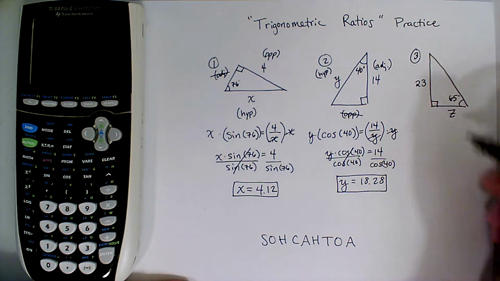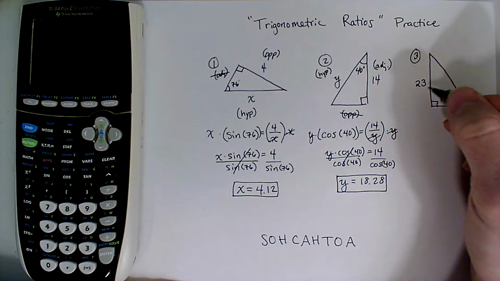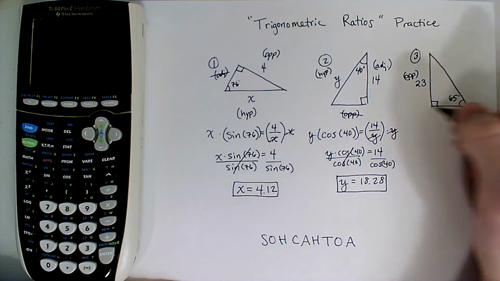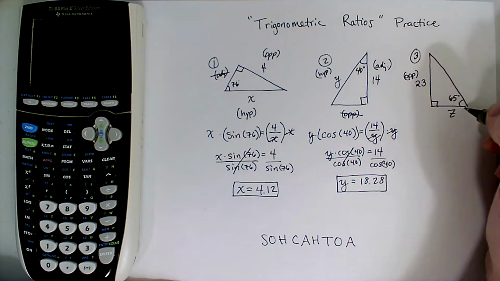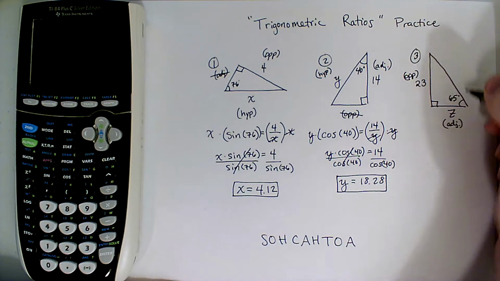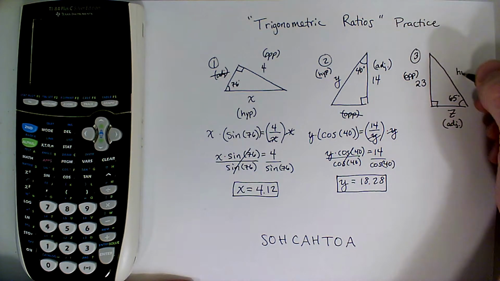Now for the last example. The last example, I've got a 65-degree angle. The side that's given to me is across the triangle, so that's my opposite side. The z is touching the 65 degree, but it's not across from the 90, so that must be my adjacent side. And the part that's not given to us is this long side, and it's the one that's across from the 90, and this is my hypotenuse.